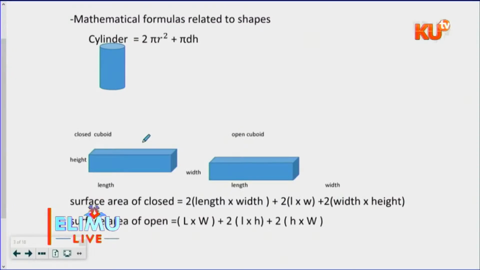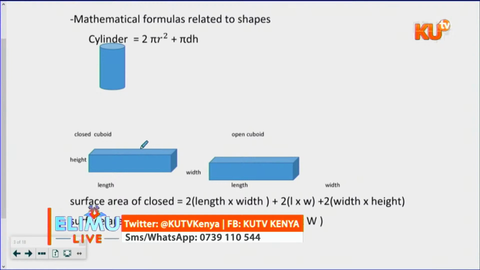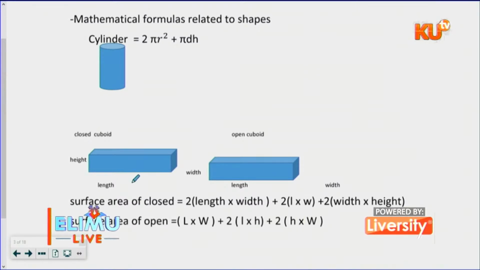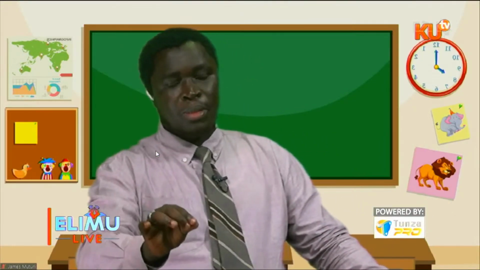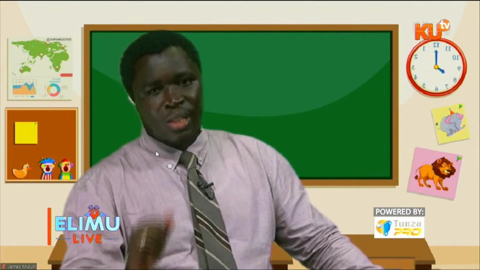So look at the first cuboid, which is closed. This part here is called the top. And down, where it is resting, we call it the bottom. I say the bottom is where a shape is resting on. Which shape are they? They are in rectangular shape.